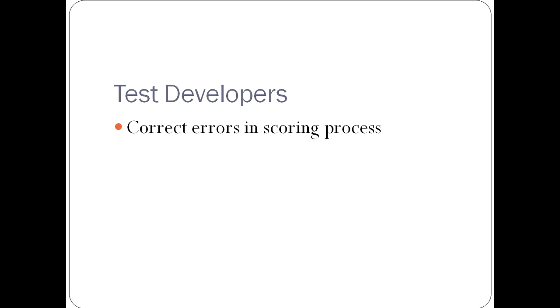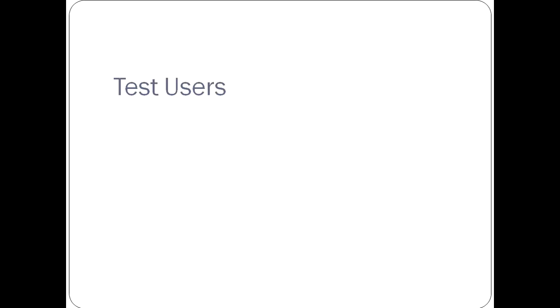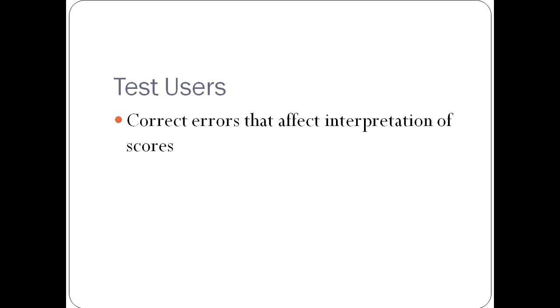Test developers need to correct errors in the scoring process. And when they do that, if they detect an error, they need to communicate those corrections immediately. Test users, on the other hand, need to correct any errors that they might see when they're interpreting the scoring to make sure, again, that the scores are accurate and fair. And if they find any inaccuracies, then they need to correct them and to report them promptly.